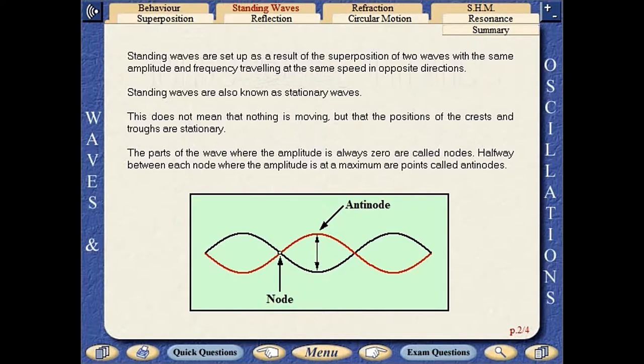The parts of the wave where the amplitude is always zero are called nodes. Halfway between each node, where the amplitude is at a maximum, are points called antinodes.